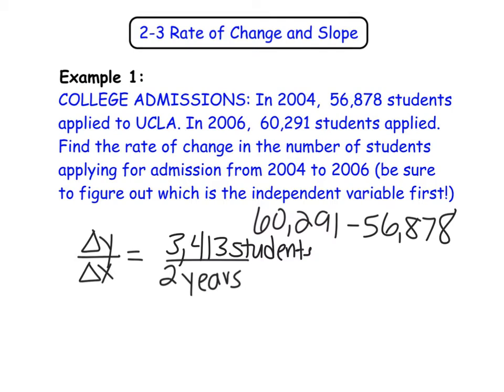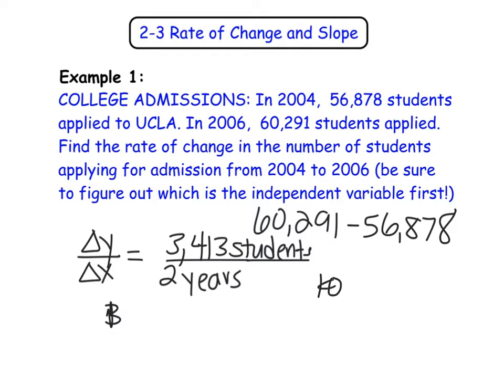So when we talk about rate of change in a real world situation, we do care about the labels. So your rate of change would be 3,413 students over 2 years, and we want to reduce this because we want to know per 1 year, not per 2 years. You could say 3,413 students over the course of 2 years. But what's more helpful, remember, rate of change is average. So on average, how many per 1 year? So we actually want to divide that out. If you divide that by 2, you're going to get a fraction. It's 1,706 and a half. We can just round it.